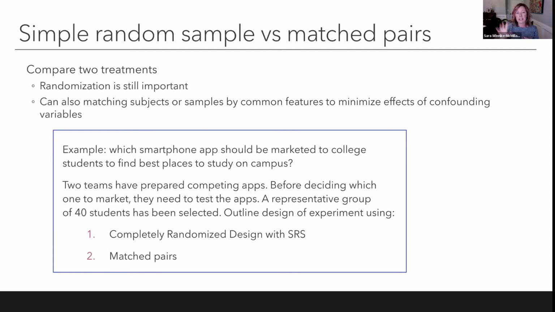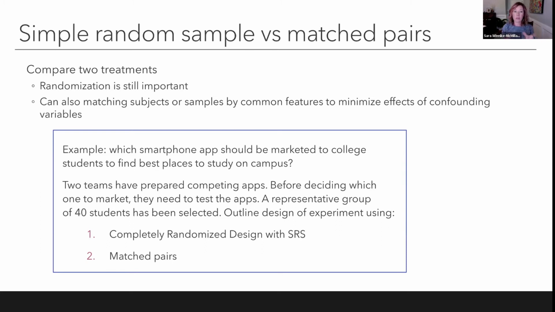And so rather than assigning group 1 randomly from however many people to use app 1 and group 2 randomly to use app 2, matched pairs would say everyone does both. The way you would design it is maybe group 1 uses app 1 first, and then the next week uses app 2. And then group 2 uses app 2 first, and then uses app 1 for the second week.